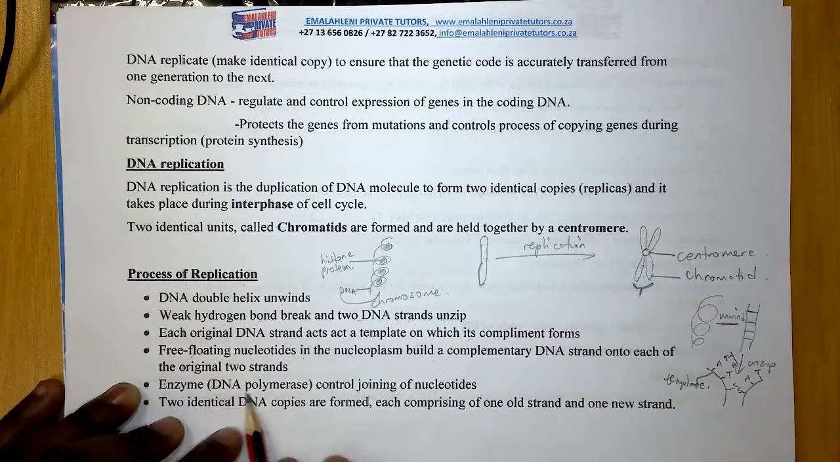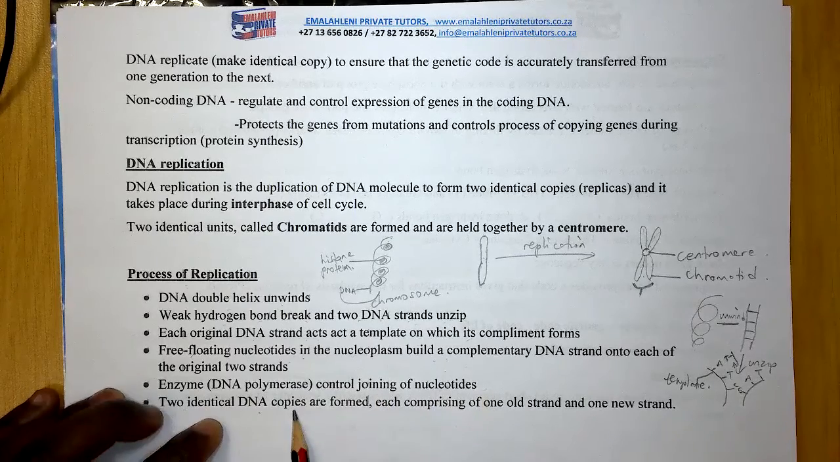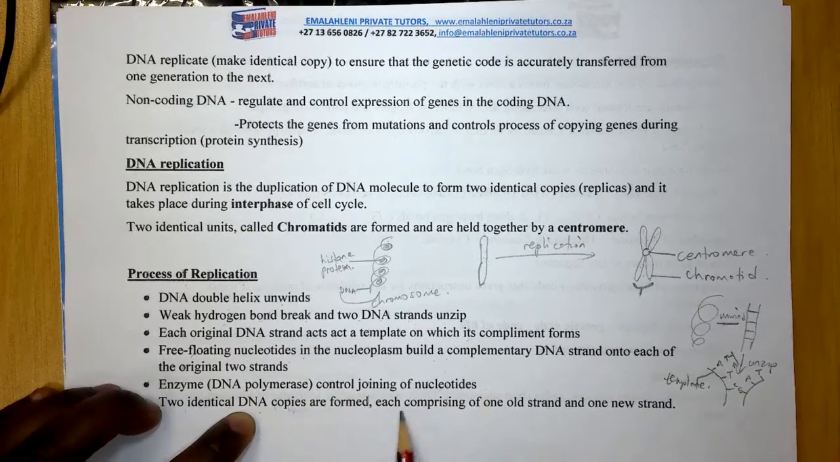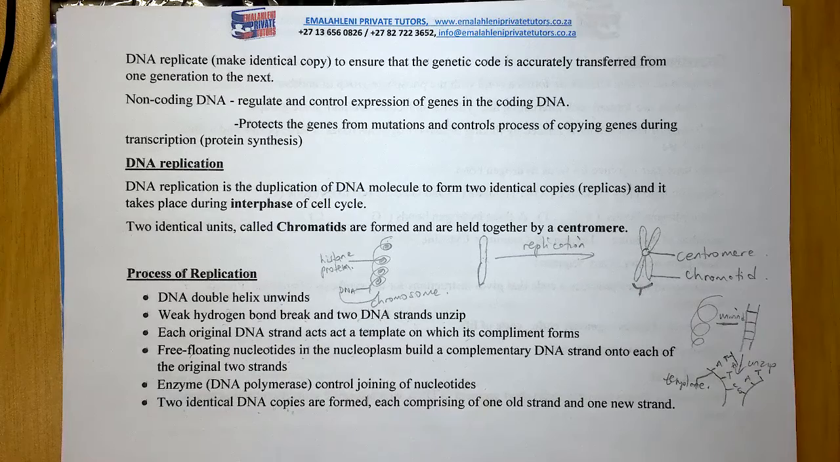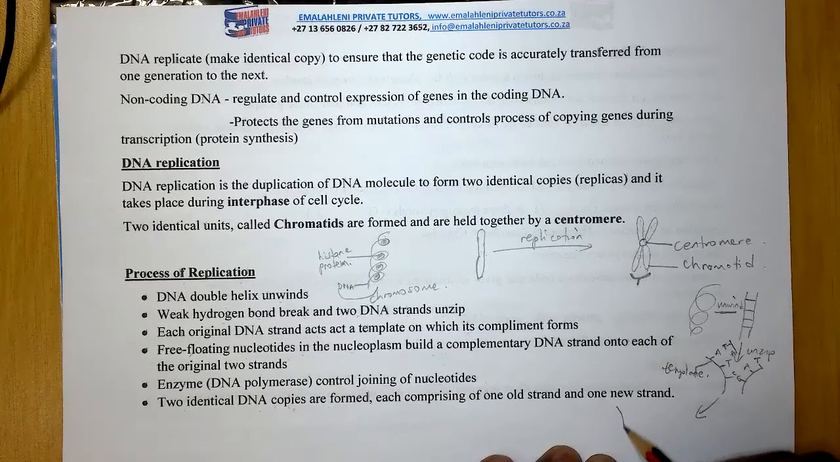So the enzyme DNA polymerase controls joining nucleotides. Then two identical DNA copies are formed, each comprising one old strand and one new strand. So we are saying in the end, as a result, we have something like this, a new strand here, and a new DNA also on that side.